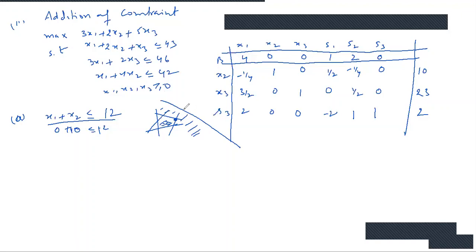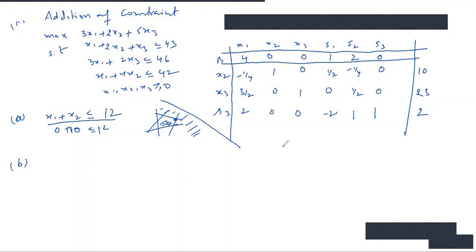Reduced polyhedron addition to this constraint is the same one. So the same solution remains optimal. So there is no change in the optimal solution in this case. Okay. Secondly, suppose I have another case. I add a constraint. See, what are the possibilities we can have?